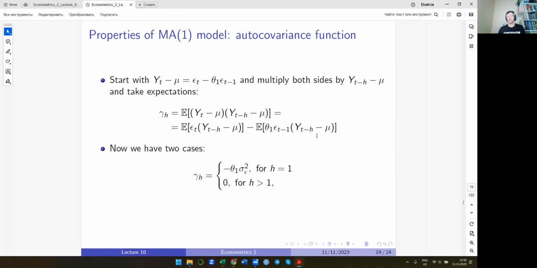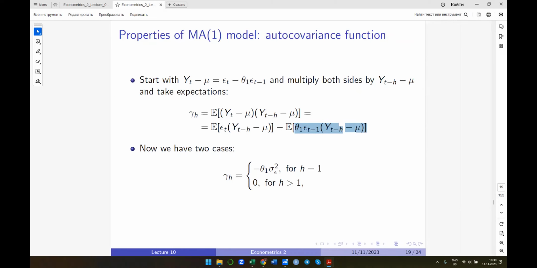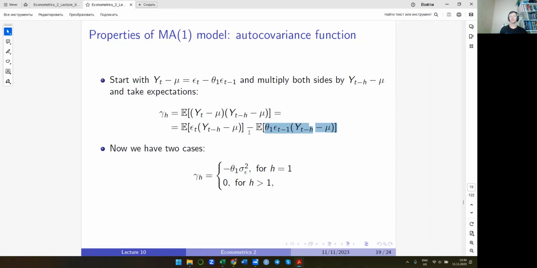Again, we have two cases here. If h is 1, then this part becomes theta 1 with minus sigma squared epsilon. Why? Because we just plug here y t minus 1 in the following form, and we get epsilon t minus 1 and epsilon t minus 1. So when h equals 1, we have this. Whenever h is greater than 1, there is autocovariance, which is 0, because this is 0, and this is also going to be 0. No relationship at all.